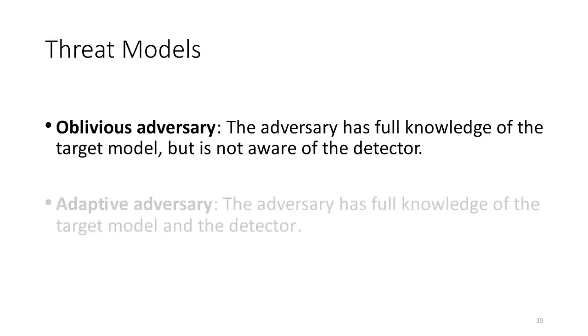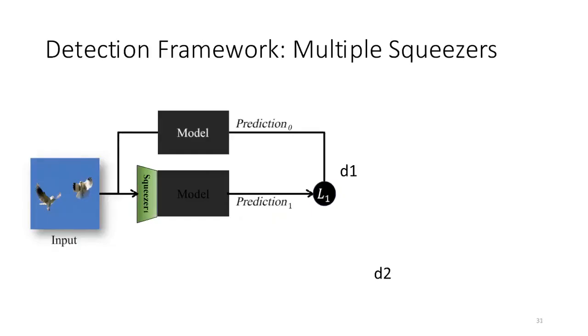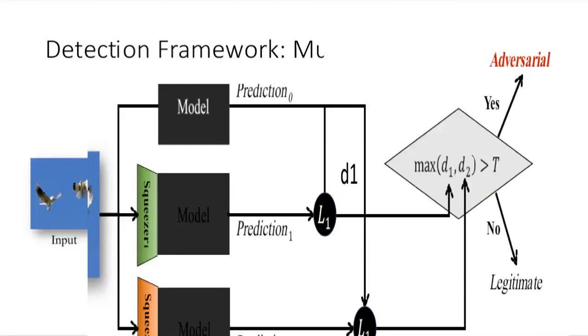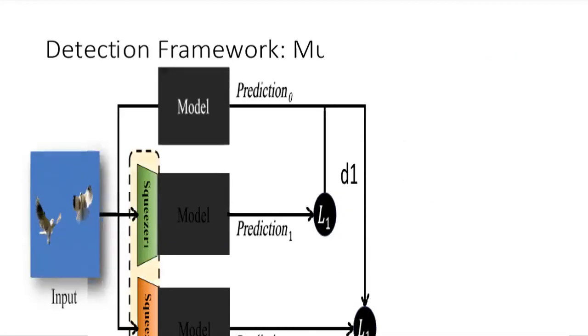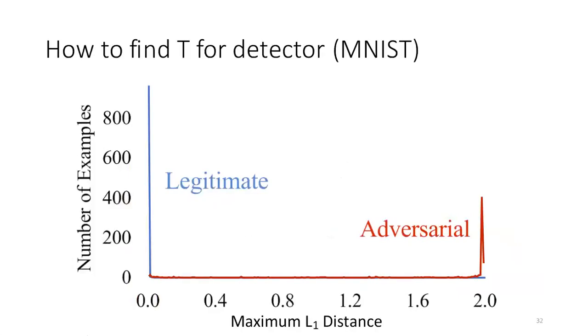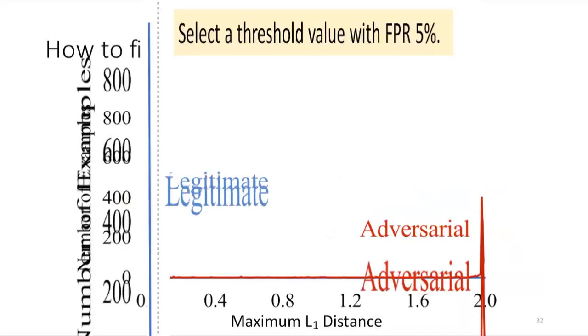So let me move to this adversary detection part. Again, just to re-summarize, what is our detection framework? We use the max of D1 and D2, or multiple different squeezers, and check whether it is larger than a certain threshold to decide if this is adversarial or not. But how could you know the threshold T? That is the most important question.